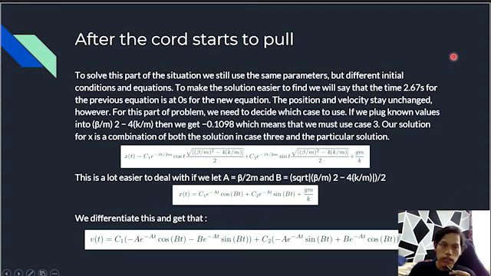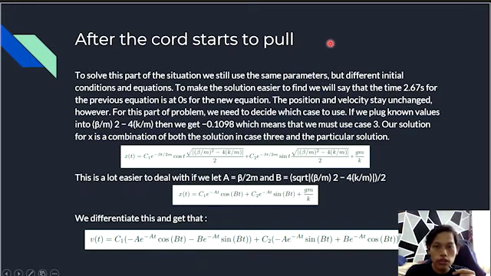And the last condition is after the cord starts to pull, which is after the person starts the bungee jump. To solve this part of the situation, we still use the same parameters but different initial conditions and equation. To make the solution easier to find, we will say that the time 2.67 seconds for the previous equation is at 0 seconds for the new equation. The position and velocity stay unchanged however.